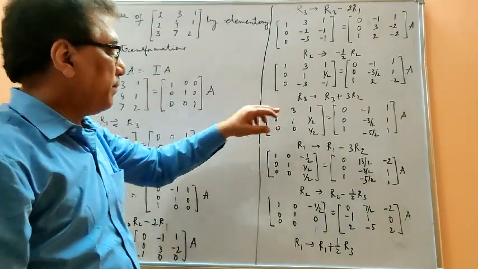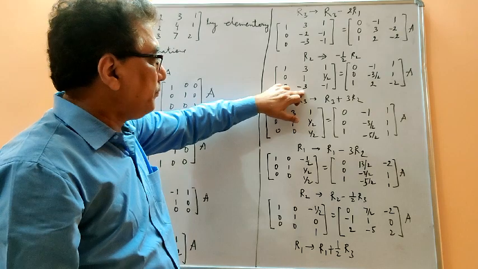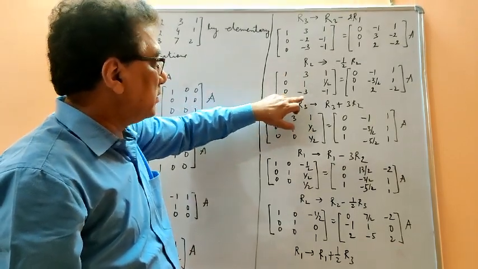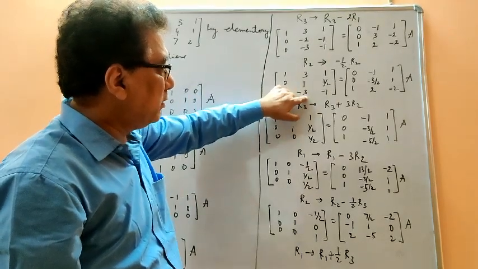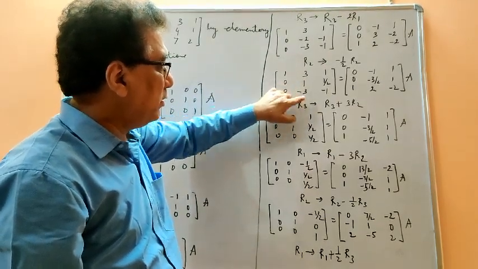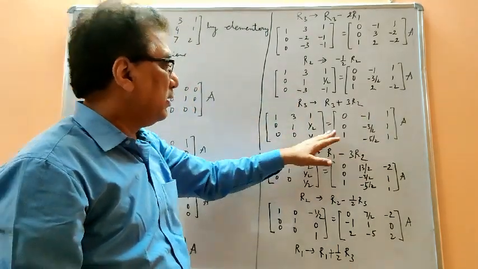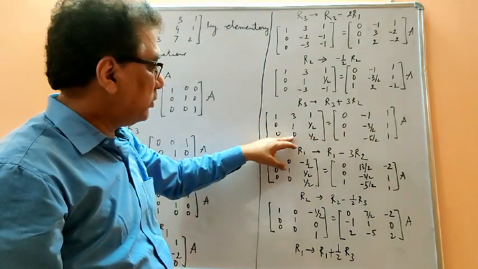Now we have to make this element 0. Using this one, when 3 times of this 1 is added to this, we are going to get 0 here. So the same operation I performed, and this is the result. The same I have done this side by this operation. Now we have got 0 here.